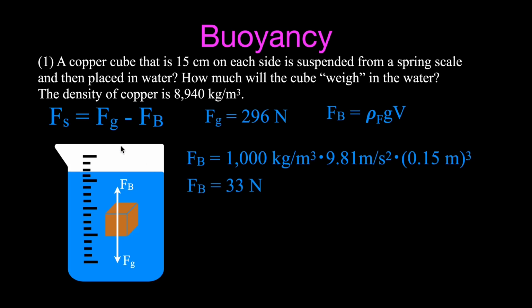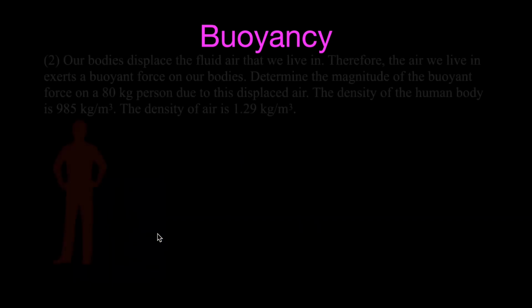So now we have the weight and the buoyant force, and the force on the spring scale is going to be the weight of the object, which pulls down, minus the buoyant force, which pushes up. We get that the cube in water, the apparent weight, is 263 newtons. That is the end of example number 1, and now we can go on to example number 2.